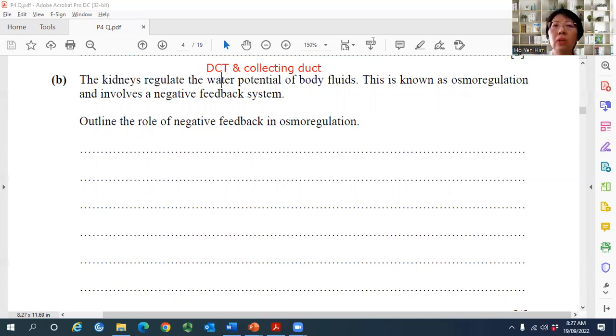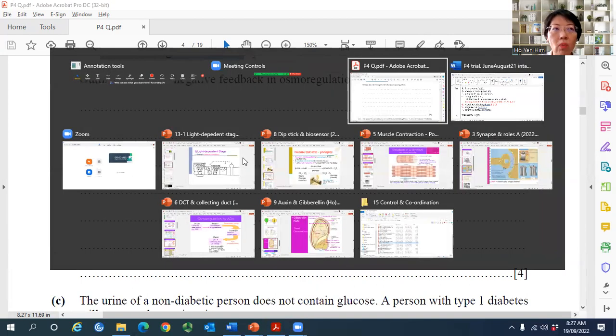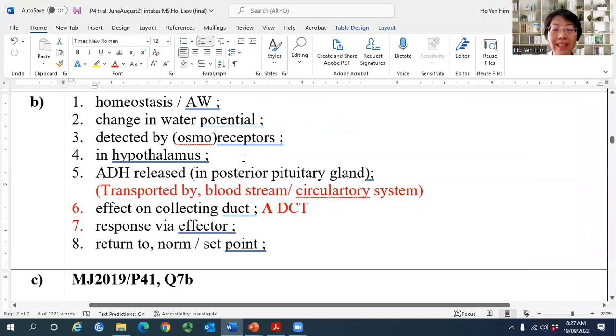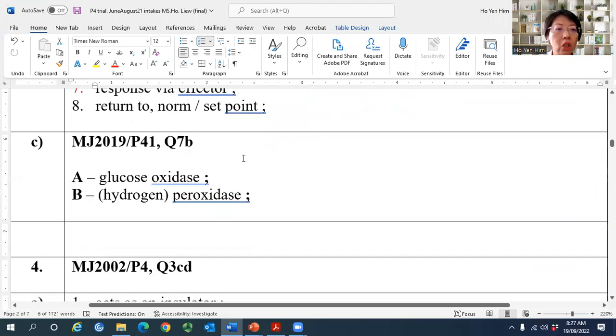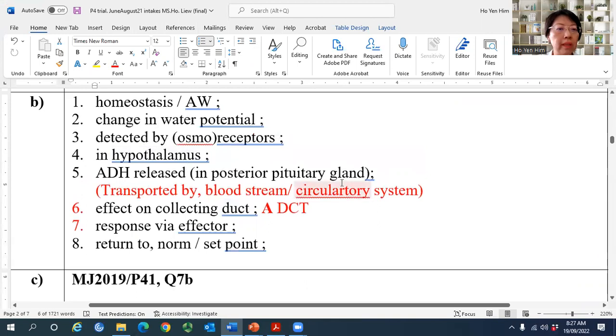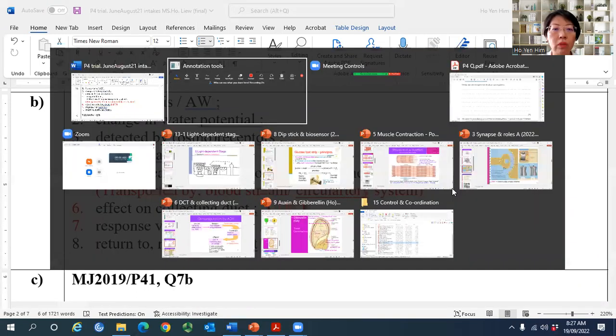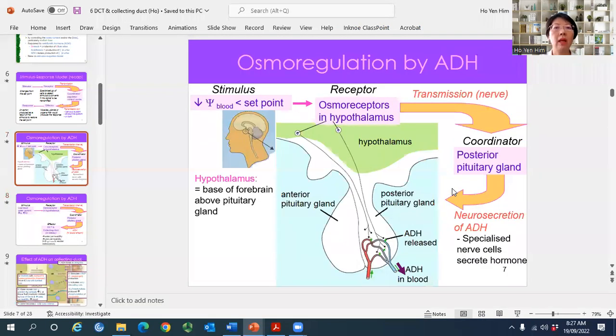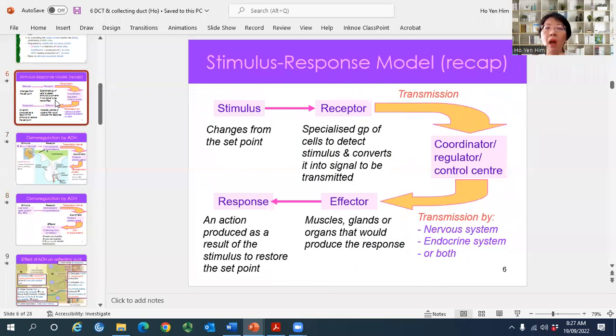DCT was old syllabus. So both DCT and collecting duct will play the role in regulating the water potential of body fluids. Okay. And it says it involves a negative feedback. Involving a negative feedback means it's a homeostasis. So outline the role of negative feedback in osmoregulation. So what is it they want you to write? It is a homeostasis. If you look at the mark scheme, it's actually talking about homeostasis. Now let's recap homeostasis again.